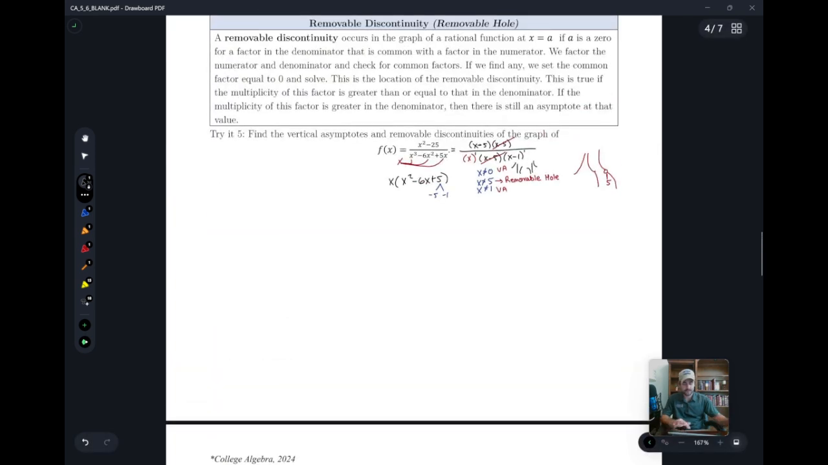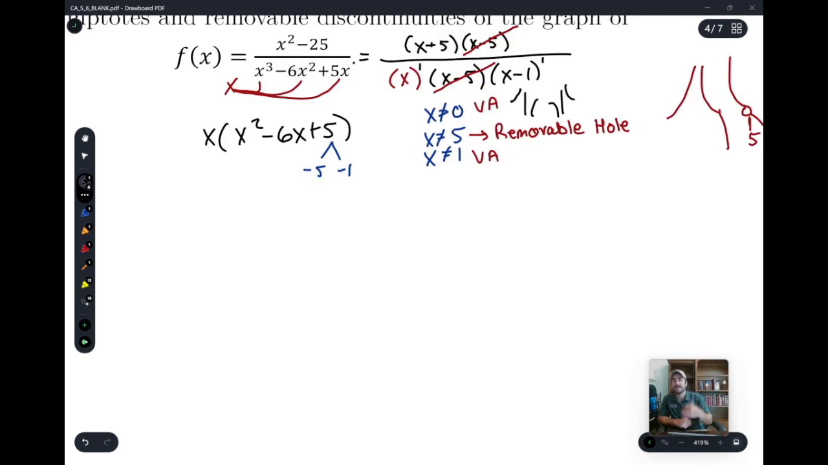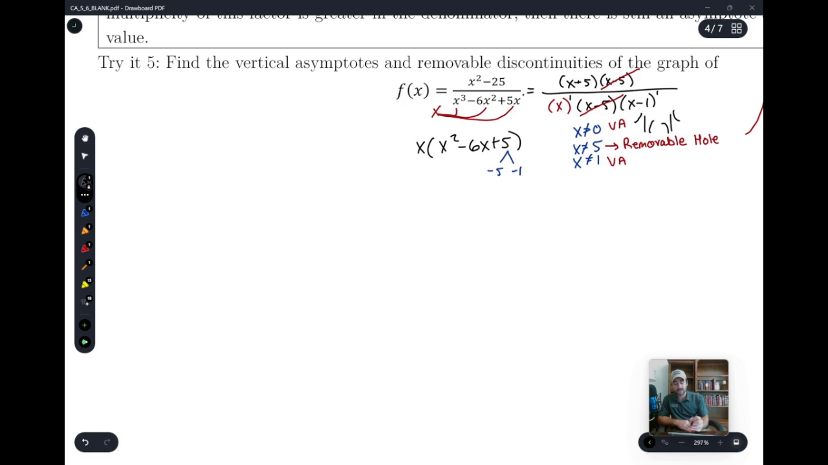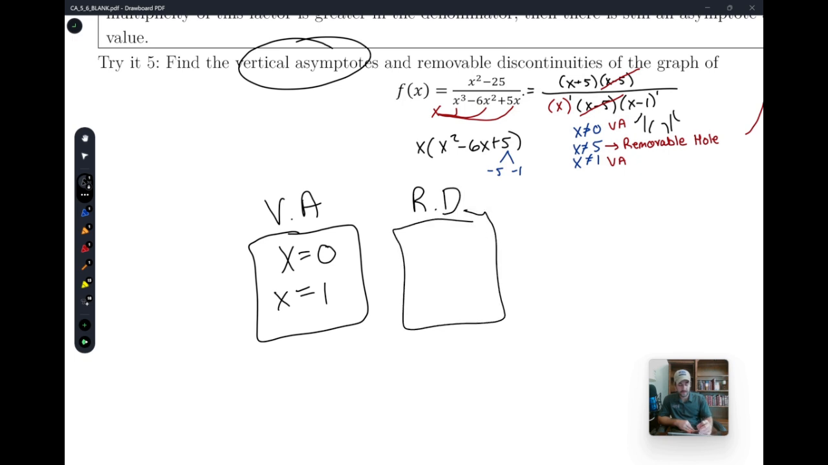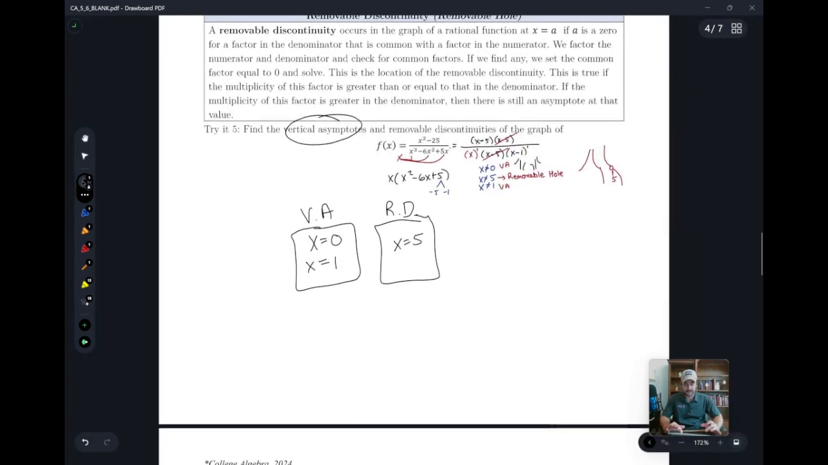Oh, hang on. We didn't actually answer our question. Sorry, sometimes I get ahead of myself. We need to answer the question well and say, oh, well, let's define the vertical asymptote. So x equals 0 and x equals 1 are our vertical asymptotes. And our removable discontinuity occurs at x equals 5. Cool? All right, let's keep going.